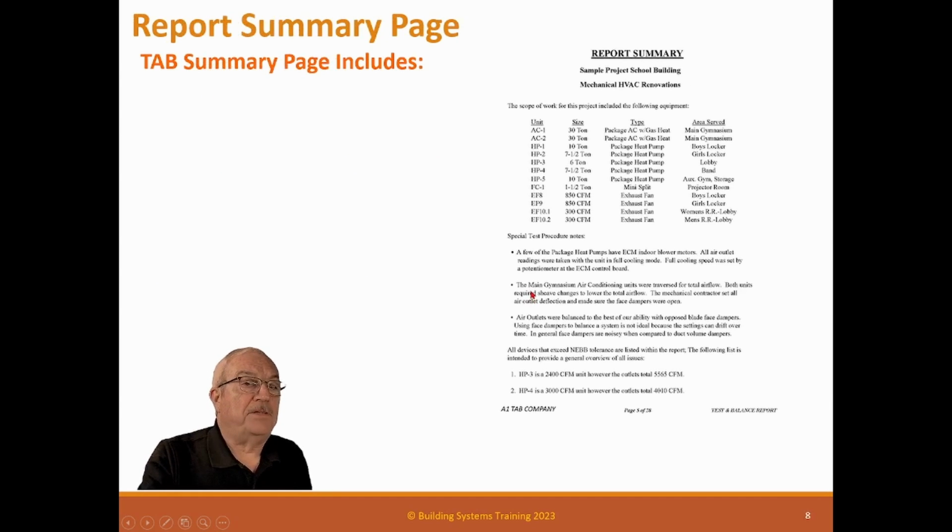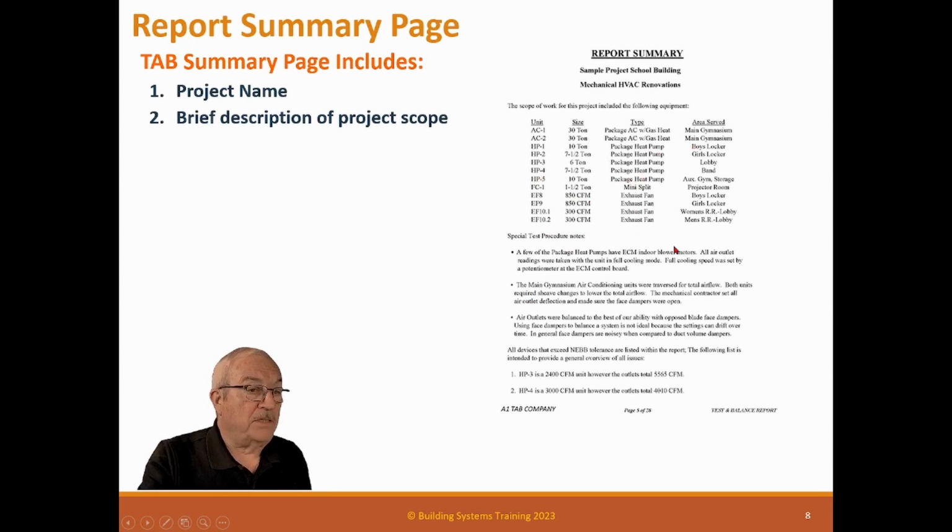The tab summary page includes the project name and a brief description of the project scope, so you know what was actually in your scope. This is very important if you're doing a job where your scope is limited and they only did a piece of the job, say this turned out to be a remodel job, and you describe exactly what you tested.